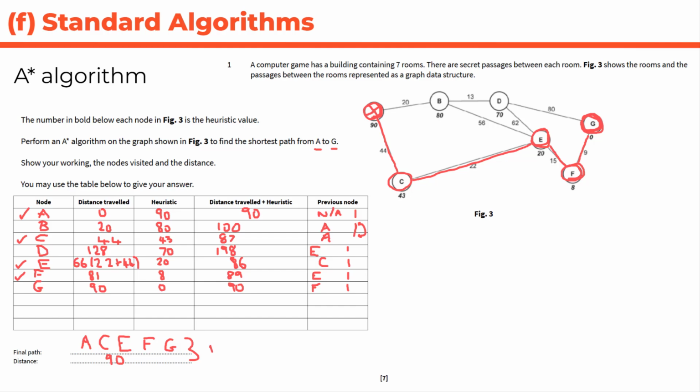A couple of questions that I would ask is, what happens if the distance travelled and the heuristic are the same? What if they're the same? Then you apply the algorithm and choose one. It doesn't matter. You just choose one of them and continue the algorithm, because it's a best guess. We're trying to get to the end point. You just choose one and carry on.